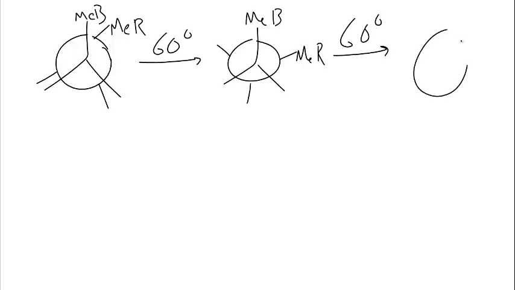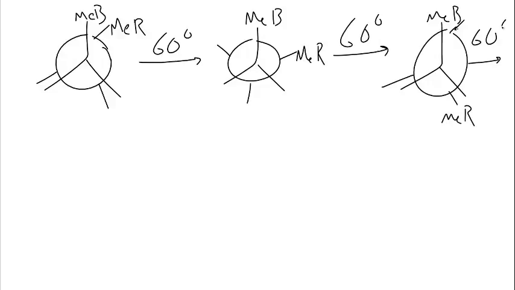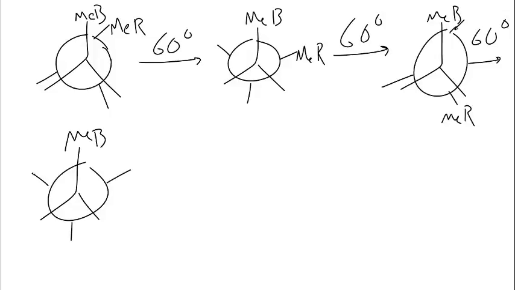Another 60 degrees. Keep methyl blue in the same place. This time we're going to be back at doing an eclipsed conformation, only methyl red is now down here on the right. Let's do another 60 degrees. 3 more to go. Keep methyl blue in the same orientation. This time we'll be drawing the anti-conformation.